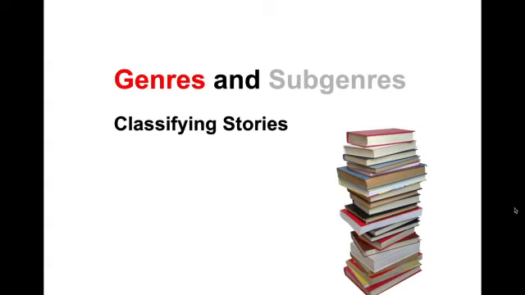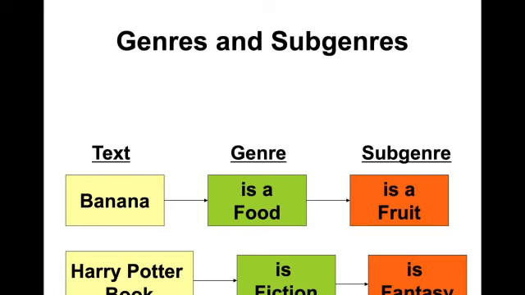Today we're going to look at how we classify stories, the genres and subgenres of writing. So the first thing we want to look at with genres and subgenres is the text itself. And so when we look at the text, we can break it down into a major area like a genre, and then you're going to make it a more specific area, and we call that a subgenre.